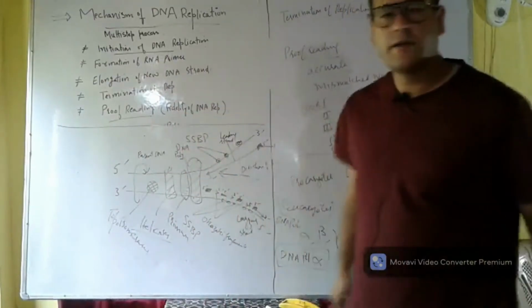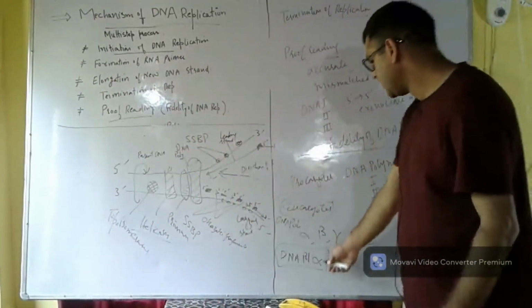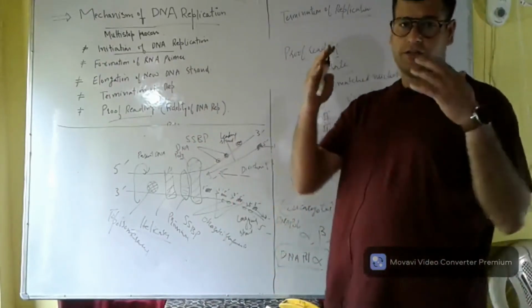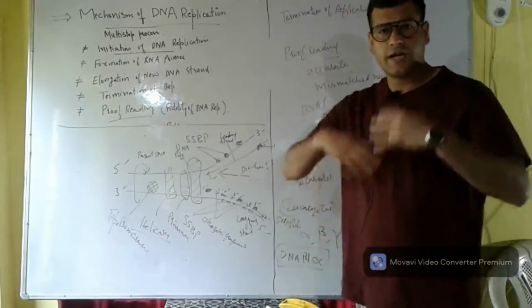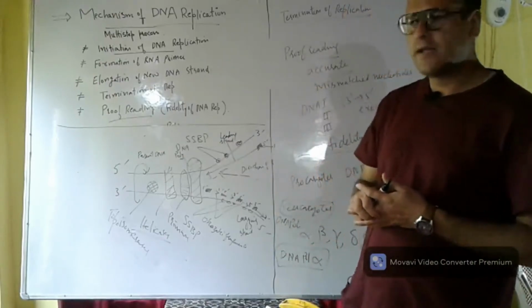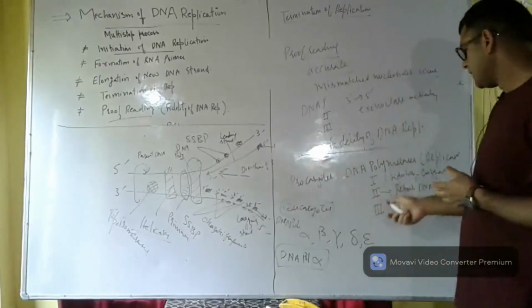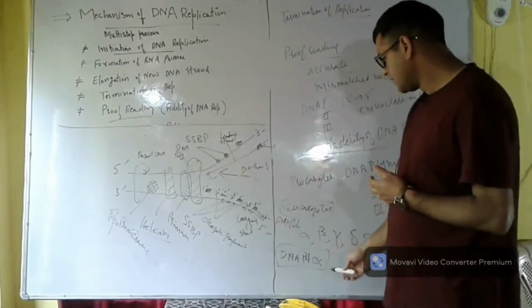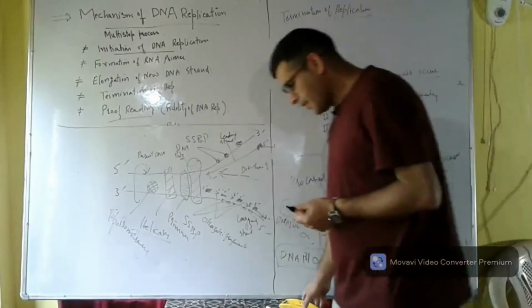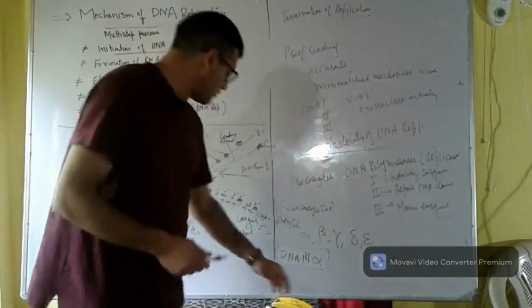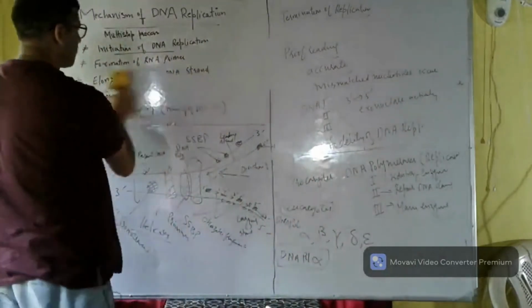DNA polymerase alpha has a high polymerization speed. Same is the case with DNA polymerase III, the main replication enzyme, which has a high polymerization speed. So DNA polymerase III is the main replication enzyme in prokaryotes, and in eukaryotes, DNA polymerase alpha.